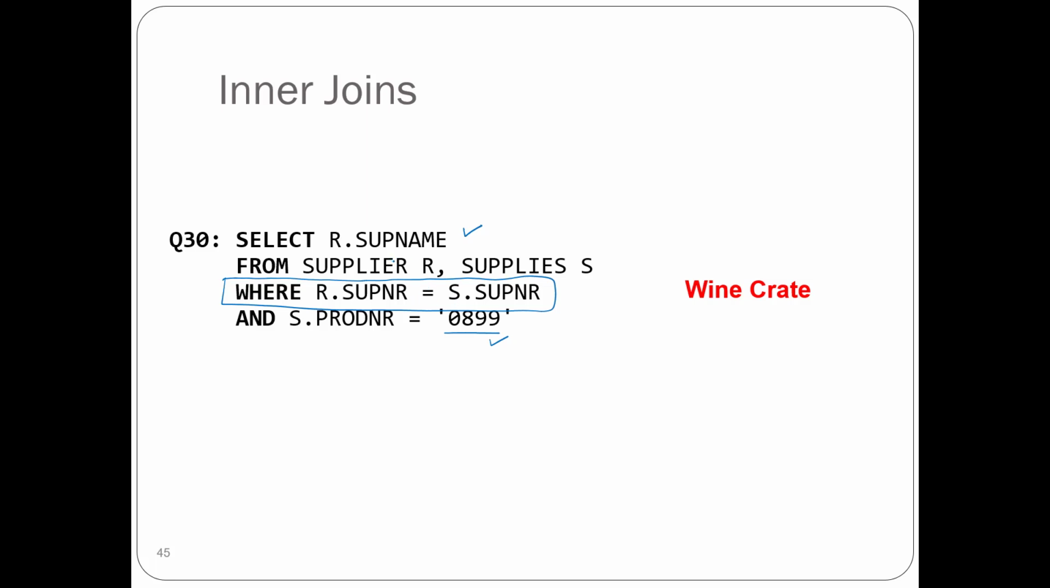Supplier name is coming from the supplier table, but the product information would come from the supplies table. Therefore we must join these two tables, since the data is coming from two tables. Select r.subname from supplier r, supplies s, where r.subnr is equal to s.subnr and s.prodnr is 0899. The first condition in the where clause is for the join, that is an implicit join, whereas the second condition is for filtration.